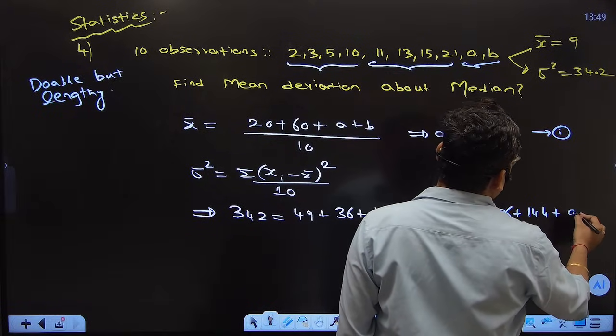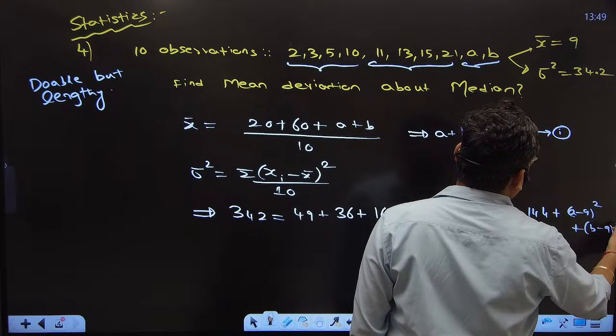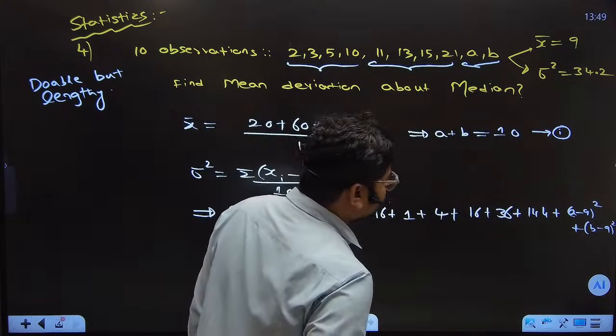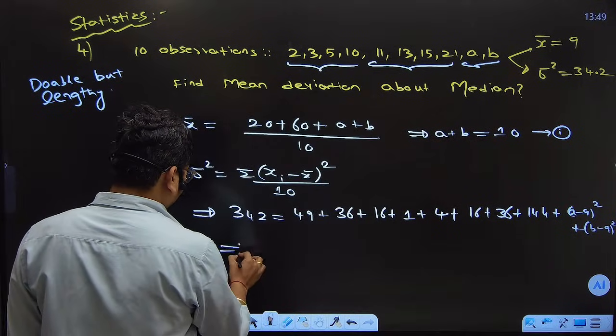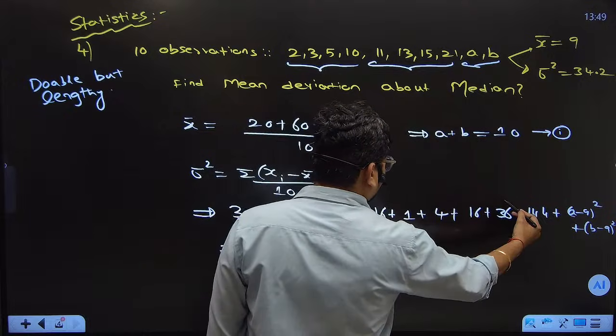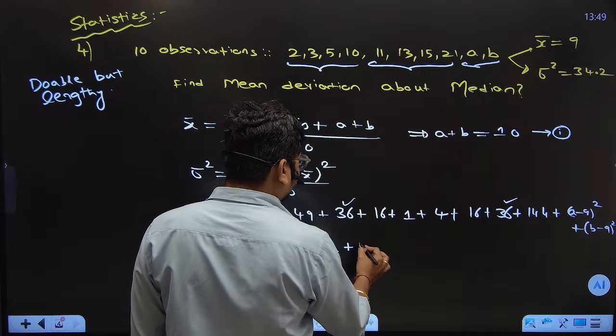Plus again you'll be having here A minus 9 whole square plus B minus 9 whole square is equal to this much. So I have to figure out what is the value of A and B from this. If I try to simplify it a bit further, I'll get 342 is equal to 2 times 36, which is 72.